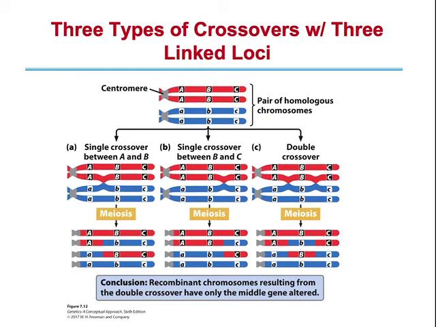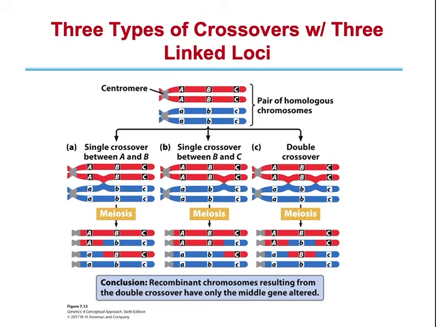So in a 3-point test cross, we have a cross between an individual heterozygous at 3 loci and an individual homozygous recessive at those same loci. So let's think about what happens when crossing over takes place in 3 hypothetically linked genes. The figure here shows a pair of homologs of an individual that's heterozygous at 3 loci, A, B, and C. Notice that the genes are in coupling configuration. All the dominants are on one chromosome and all the recessives are on the other.